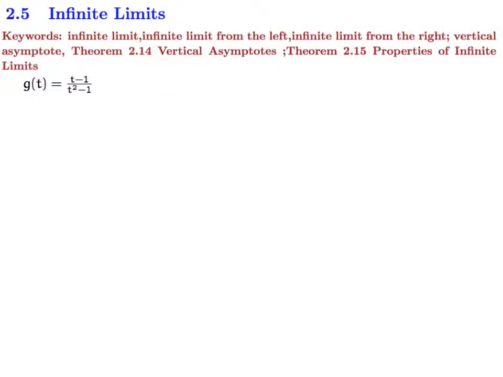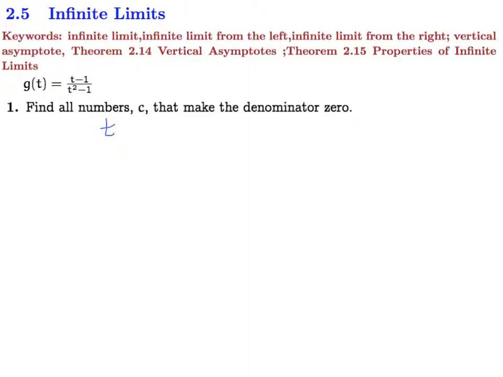So now suppose instead we have our function g of t is equal to t minus 1 over t squared minus 1, and we'll follow the steps from before. We start by finding the values that make our denominator equal to 0. If t squared minus 1 equals 0, we can factor this as t minus 1 times t plus 1 equals 0. So this means t equals 1 and t equals negative 1 are possible vertical asymptotes.